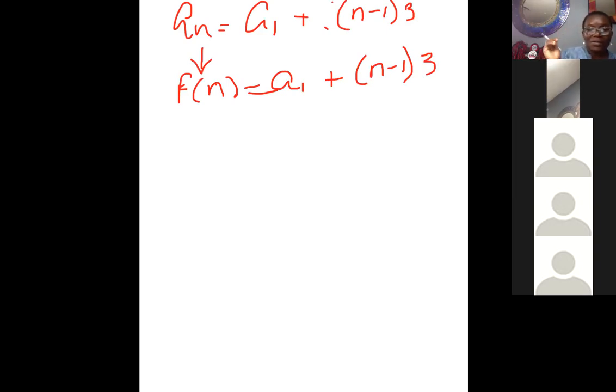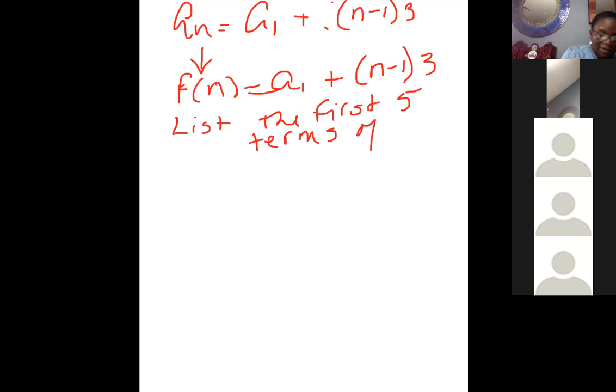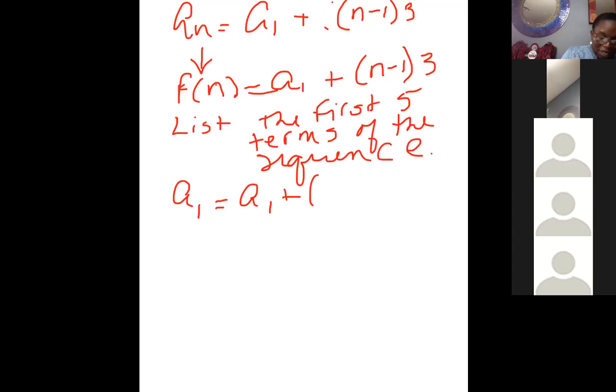All right, guys. So now we want to go ahead and figure out the terms in the sequence. We're going to list the first 5 terms of the sequence. Okay. Now, for this one right here, if we start out with the first term, we'd have A1 is equal to, let's see here, 1 minus 1 times 3. 1 minus 1 is 0. So the first term would just be A1.